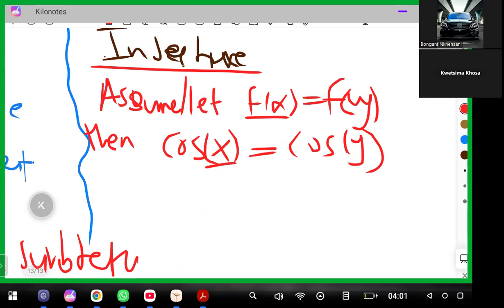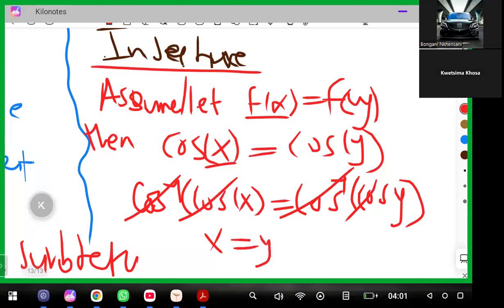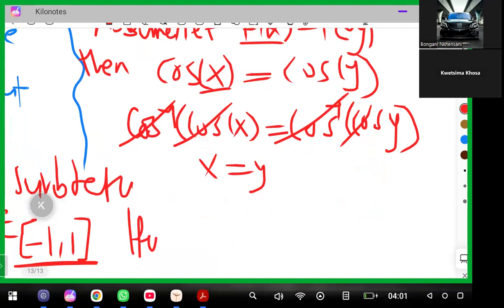So what you can do here is nothing complicated. You can just introduce the arc cos of cosine y. So these two will cancel one another. Then x is equal to y. Hence, this function is injective.